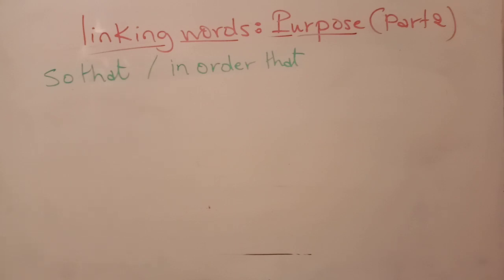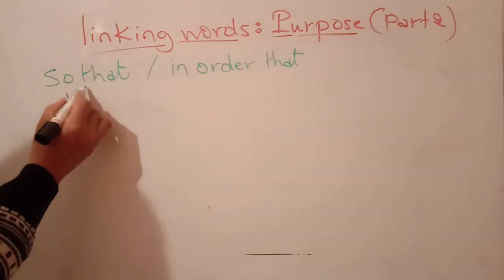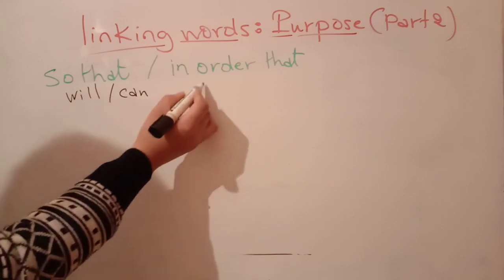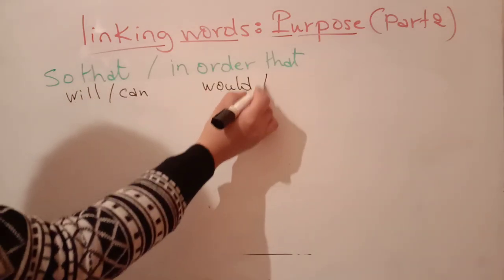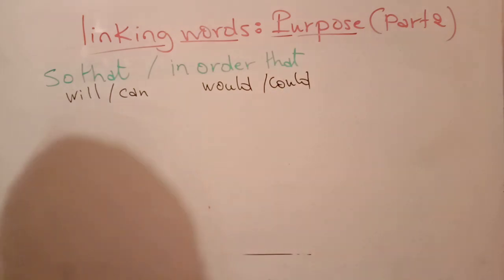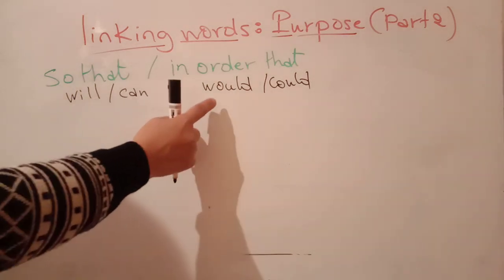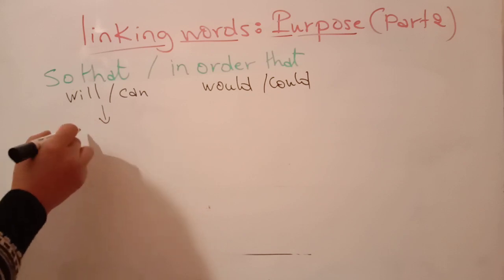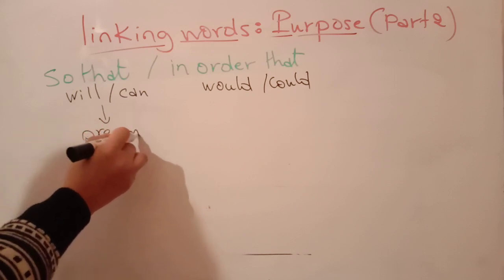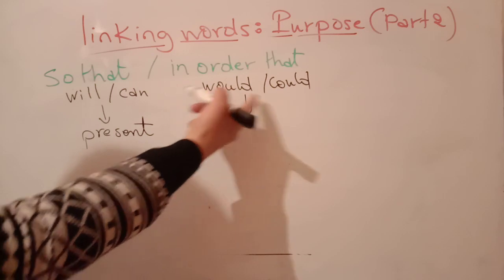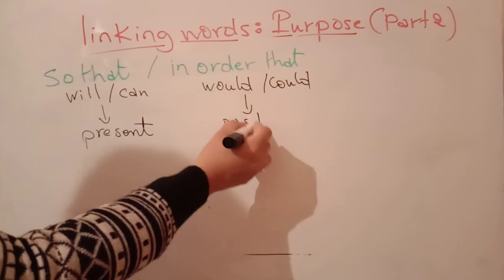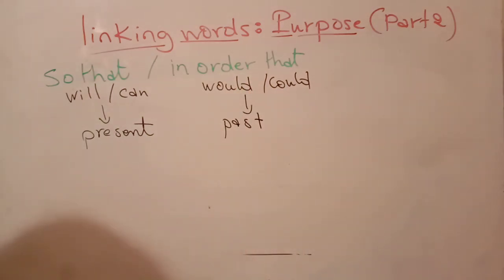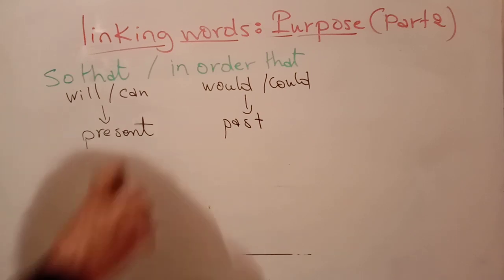Another thing about so that and in order that is the fact that they are used with modals: will and can, would and could. So the question that we have to ask is, when do we use will or can, and when do we use would and could? Will and can are used when the situation is present. Would and could when the situation is past. So let's study examples for more clarification.